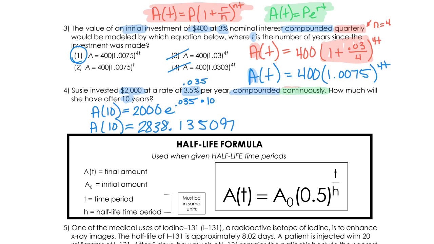$2,838.135097. Because this is money and there are no rounding directions, we're going to go ahead and take the nearest cent or the nearest hundredth and look next door. And it is a 5, guys, which means our underlying number of 3 is going to go up. And so we're going to end up with $2,838.14. And there is our amount.